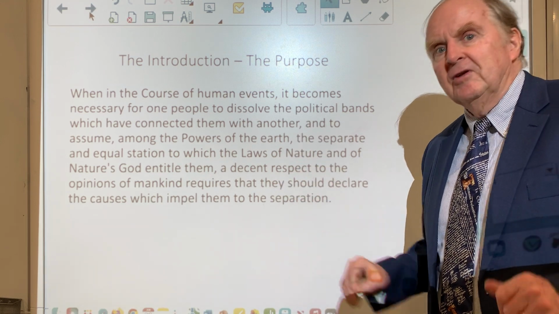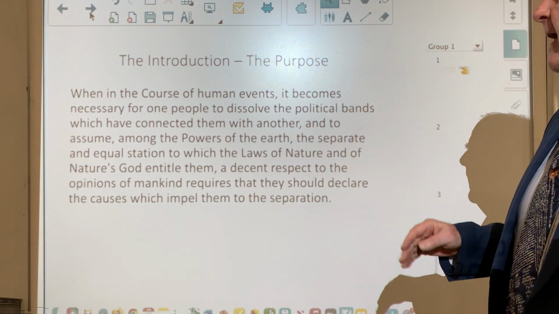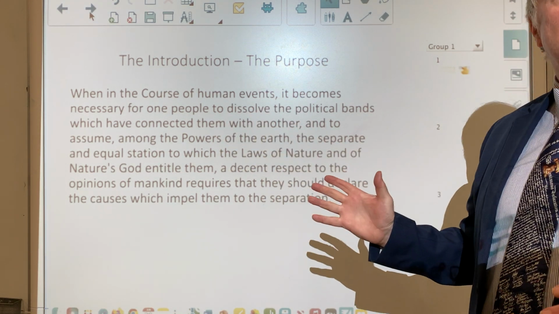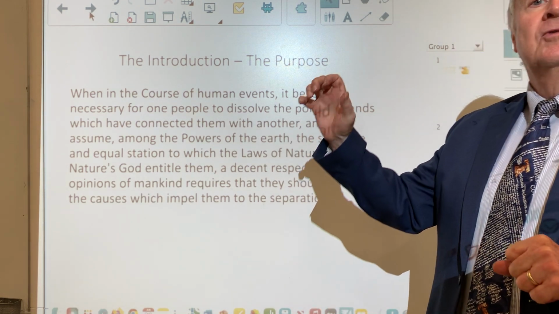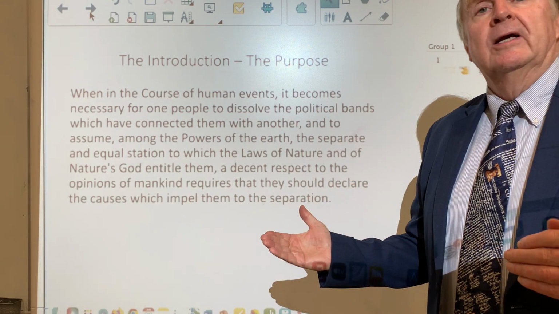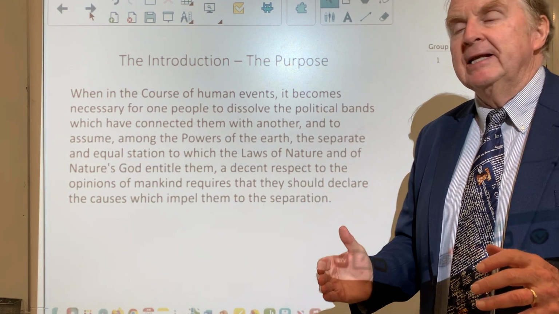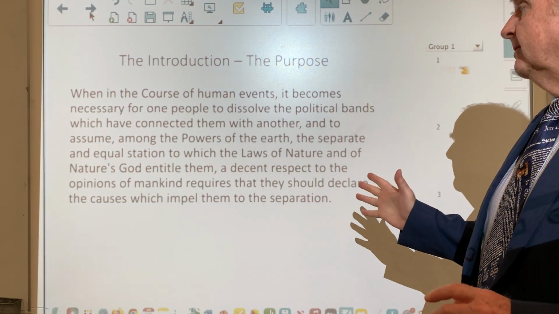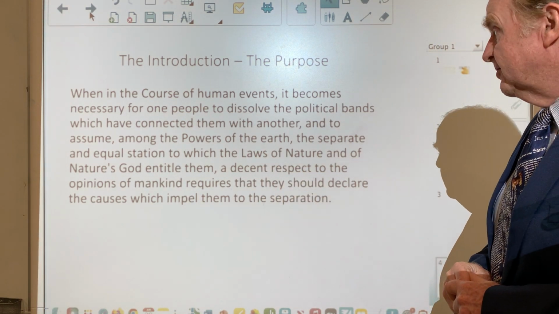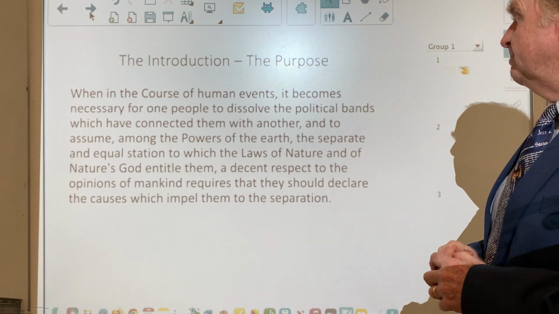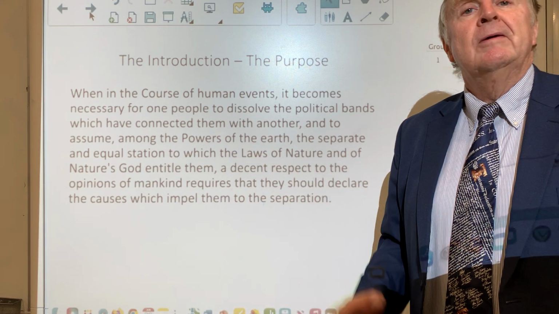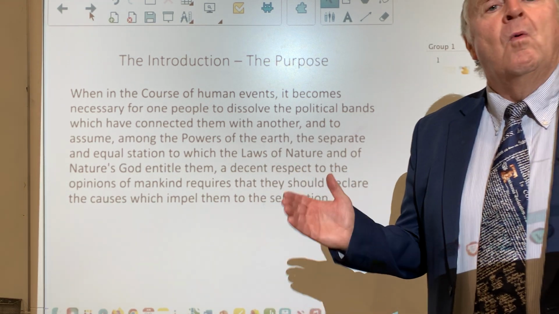Okay, it's a single sentence, it's a fairly long sentence, but it's a single sentence. And it says, okay, we have found it necessary to dissolve political bands between the 13 colonies in North America and England, and that they are declaring themselves as a separate and independent nation. And notice the appeal is to the laws of nature and to nature's God. Okay, and I'll talk about that in a minute.